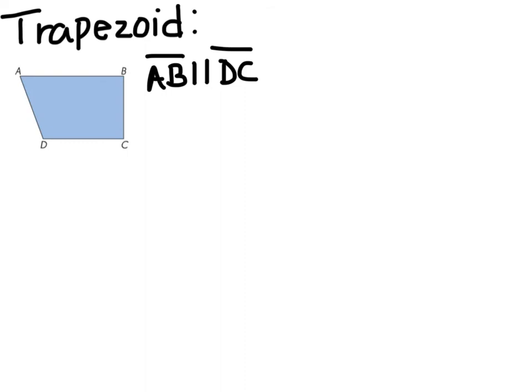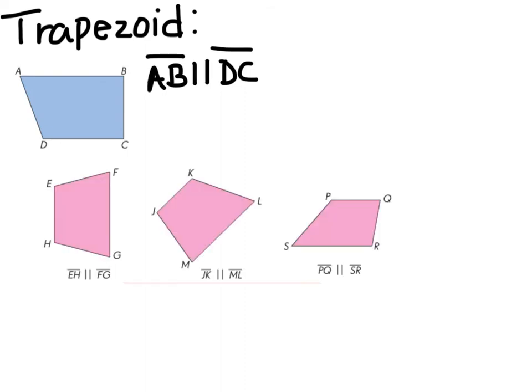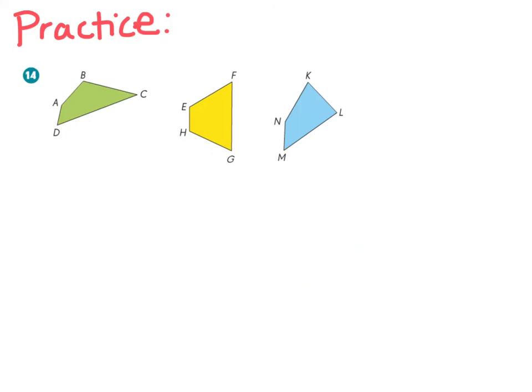Here are 3 more examples of trapezoids. Notice that in each figure, there is one pair of parallel lines, while the other sides are not parallel. So a trapezoid is a 4-sided figure in which only one pair of opposite sides is parallel. Please look at these 3 figures in problem 14. Which one is the trapezoid, and which 2 are not trapezoids?